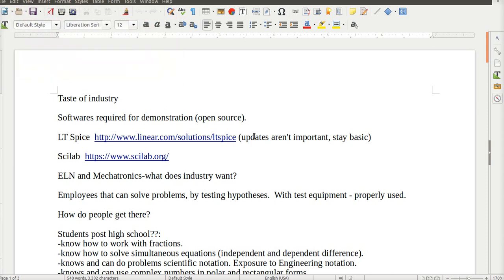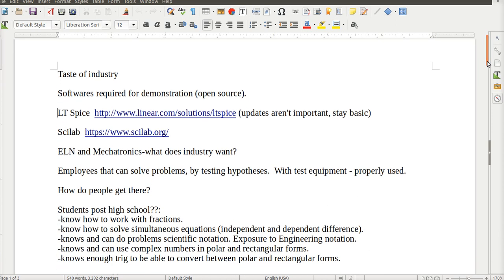Okay, Taste of Industry, video 1, because there's probably going to be multiple. What I have open is the Word document that I handed out when I gave these presentations. The software I'm going to use is open source. I'm not sure it works with Apple, but it does work on PC, and it is free: LT Spice, which comes from Linear Technologies, and Scilab, which comes from scilab.org.